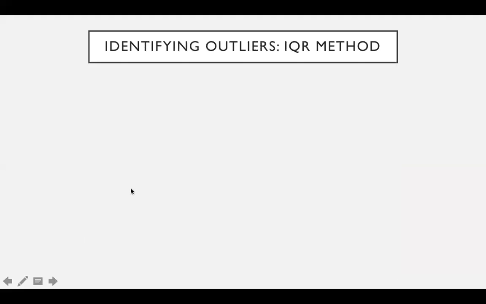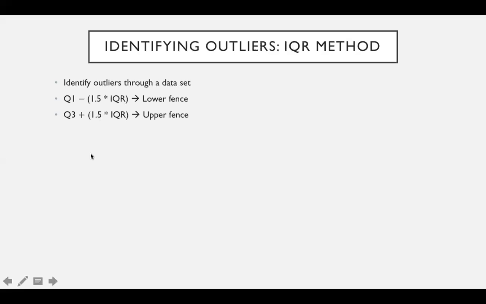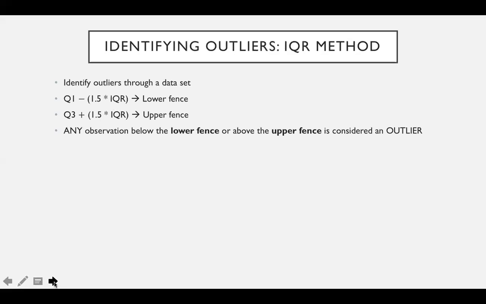So there's a way to identify outliers when you're not given a chart or a graph, which is simply when you're just given the data. So the formula for that is, there's actually 2 formulas, but they're the same idea. The first one, you find the lower fence, and then you find the upper fence. So it's Q1 minus 1.5 times IQR, and then Q3 plus 1.5 times IQR. So we're going to show an example of this. Any observation below the lower fence or above the upper fence is considered an outlier.